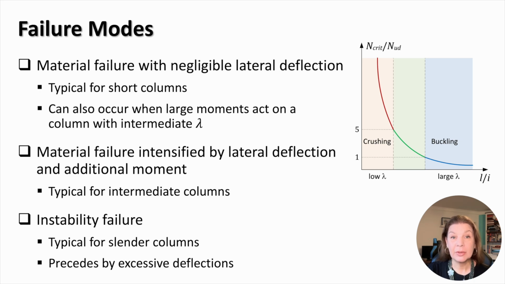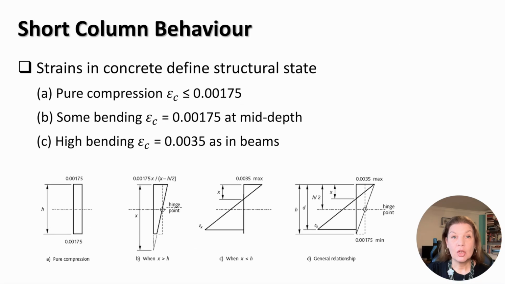This behaviour is typical for slender columns. Short columns can be in one of three structural states defined by strains in the concrete. State A is pure compression, with a compression strain smaller than 0.00175. State B is compression with some bending, where the compression strain at mid-depth is 0.00175. And state C is compression with high bending, where the maximum compression strain is 0.0035, as in beams.